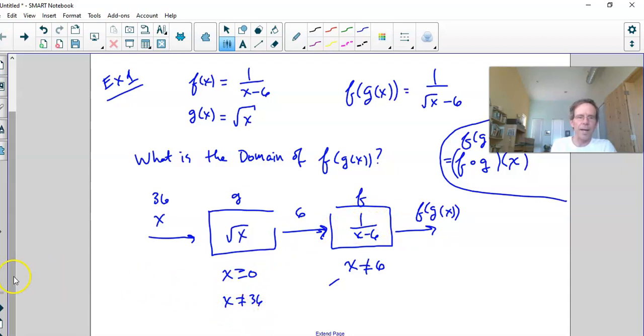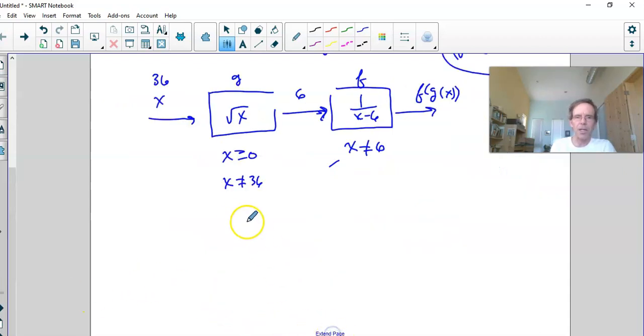Another way to figure that out is to actually set g, the square root of x, equal to the value you don't like, and solve this. If we square both sides, we get x equals 6 squared, and that's where the 36 came from. All right, so the conditions for the domain are x has to be greater than or equal to 0 and not be 36.